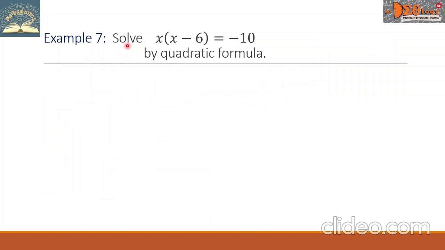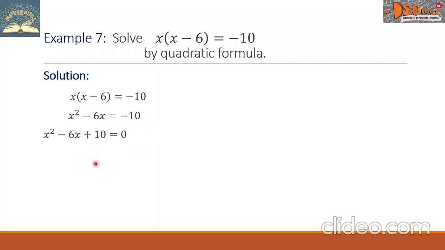Example 7. Solve x times the quantity x minus 6 equals negative 10 by quadratic formula. First, let us simplify the left-hand side. This x multiplied to the binomial. So we have x² minus 6x equals negative 10. Then we transpose the negative 10 to the left. So we have x² minus 6x plus 10 equals 0. Let us solve now for x using our quadratic formula.